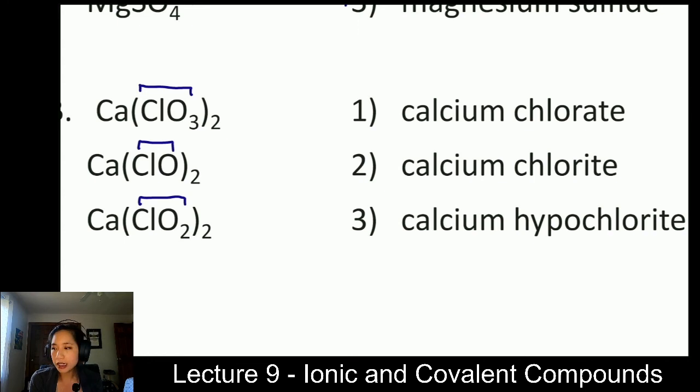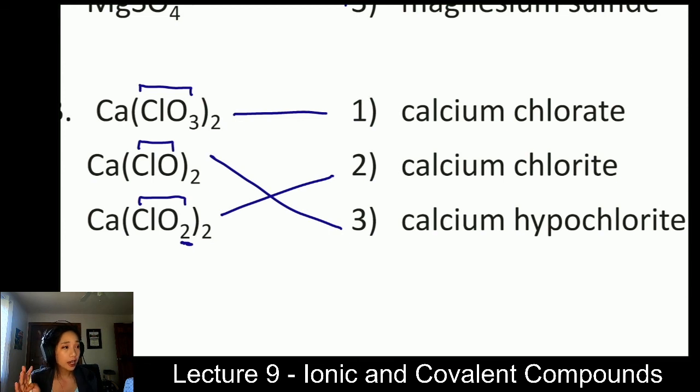So if you look at your handout, you know that ClO3 is chlorate. So this is calcium chlorate. If you also look at your handout, ClO2 is chlorite. And then finally, just ClO is hypochlorite. That's the active ingredient in bleach.